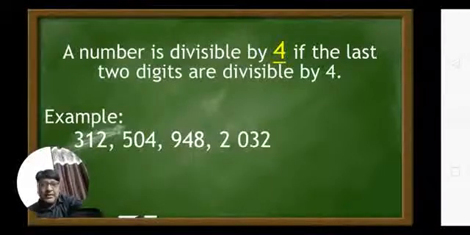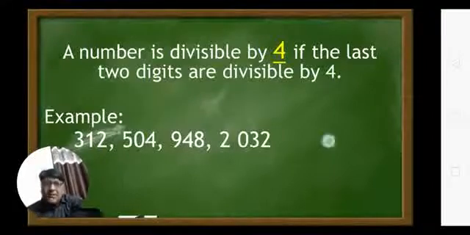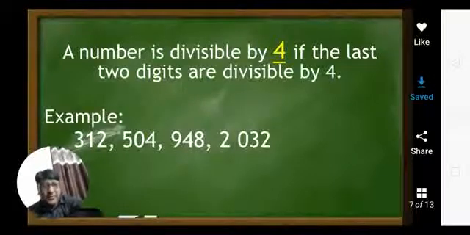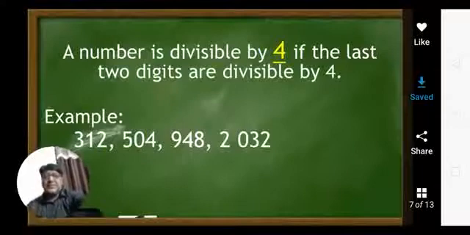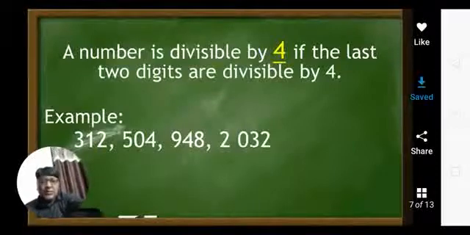2032, again the last two digits are divisible by 4. And 500, 800, 700, all of them are divisible by 4 because their last two digits are 00. So if a number's last two digits are 00, then the number is also divisible by 4.